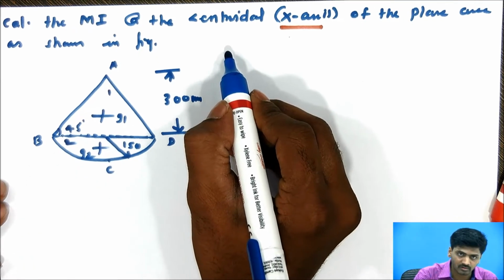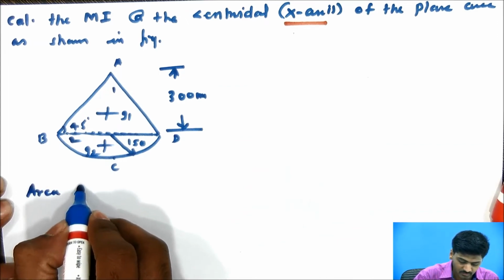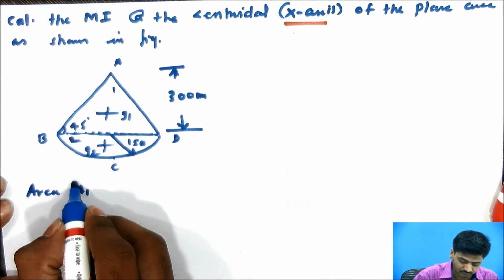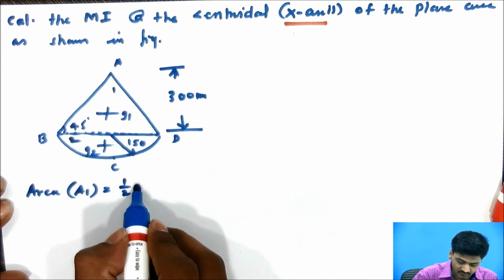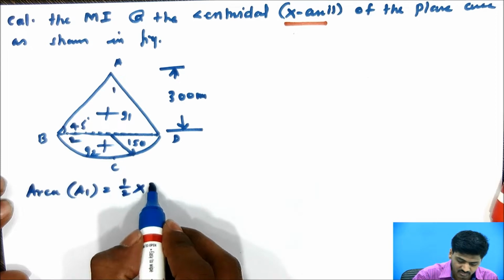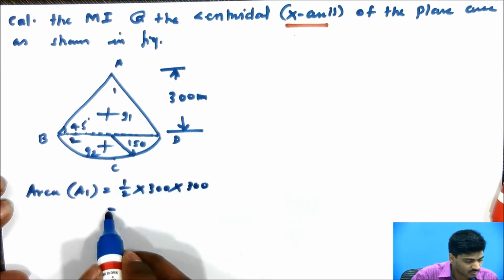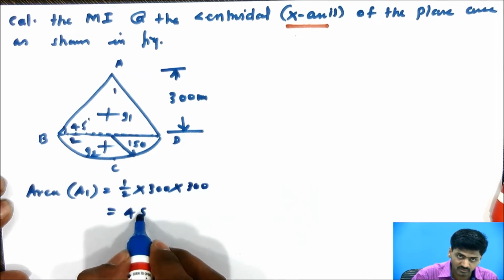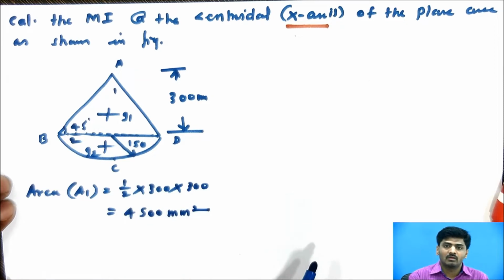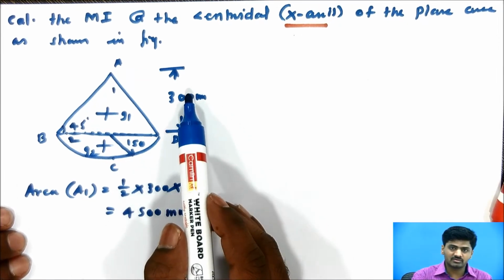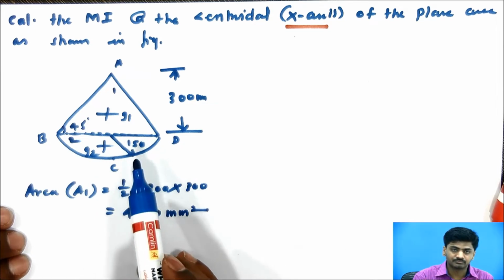First of all, you may calculate the area. Area of figure number 1, that is A1. Triangle. Area of the triangle is 1/2 times base 300 times height 300. So you will get the area 4500 mm square. Please observe, this is 300, this is also 300 because the radius is 150.